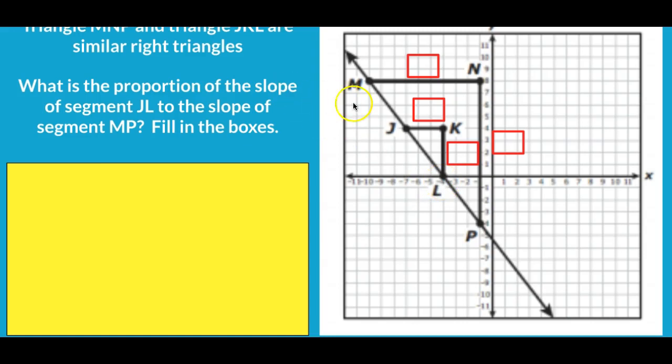And if we're looking at MP, that is 1, 2, 3, 4, 5, 6, 7, 8, 9, 10, 11, 12. 12, right? Over 1, 2, 3, 4, 5, 6, 7, 8, 9. That's 12 over 9. Both of those are divisible by 3. 12 divided by 3 is 4.